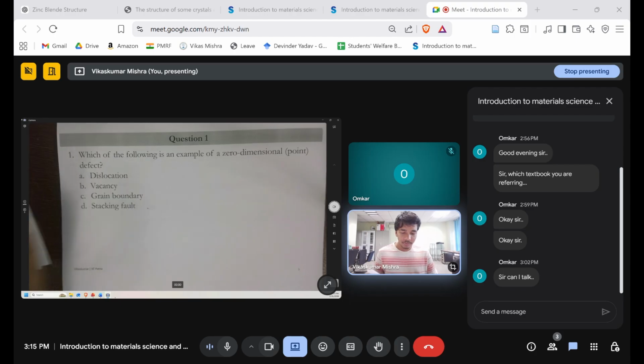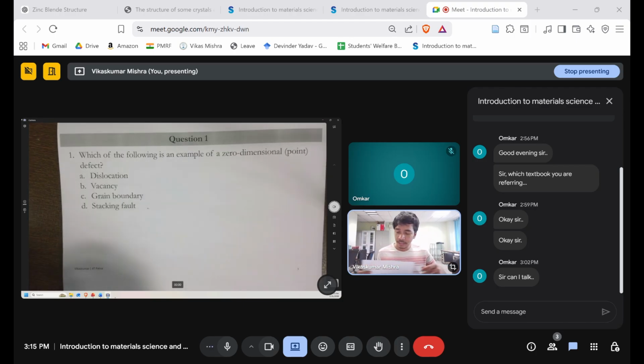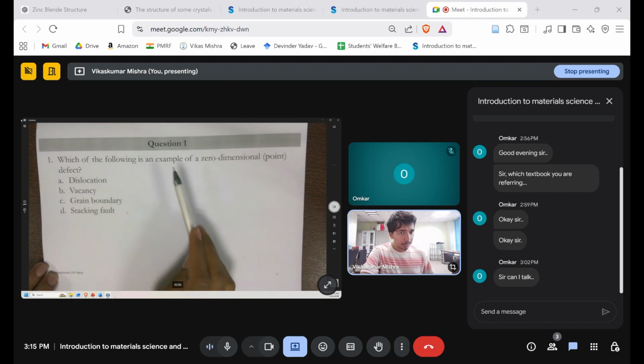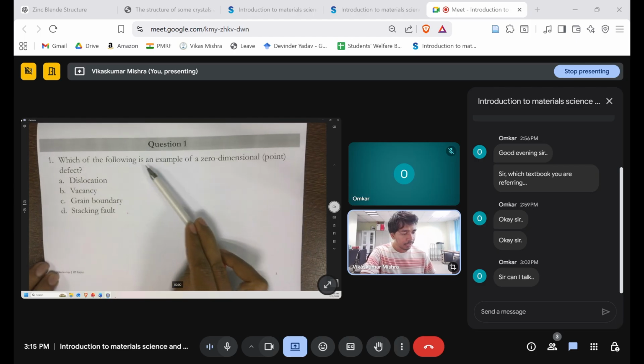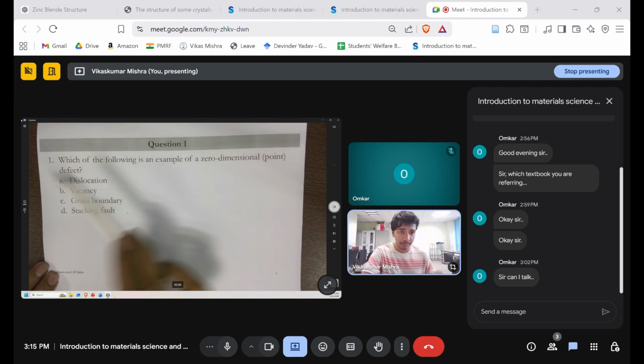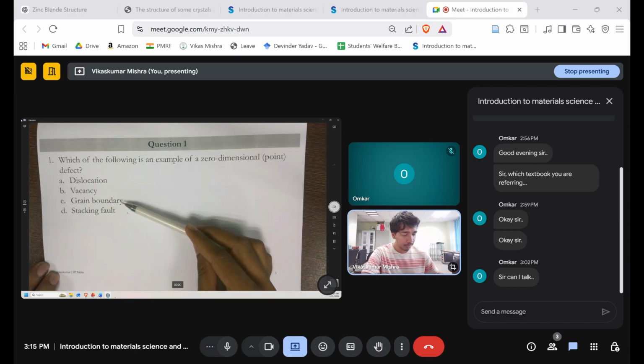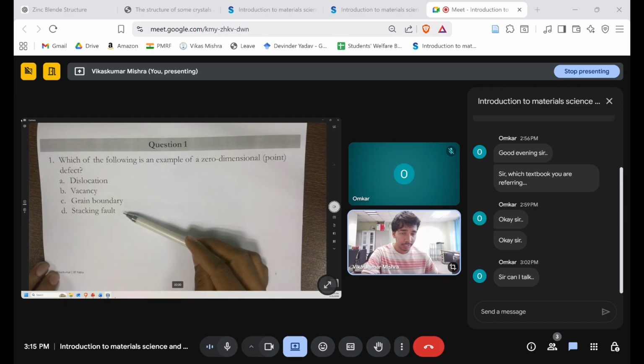So now we can move ahead and try to solve a couple of questions. Initially, it will be very easy. Then later on, we can increase the level of the questions a little bit. Question number 1. Which of the following is an example of a zero-dimensional defect? Dislocation, vacancy, grain boundary, or stacking fault.